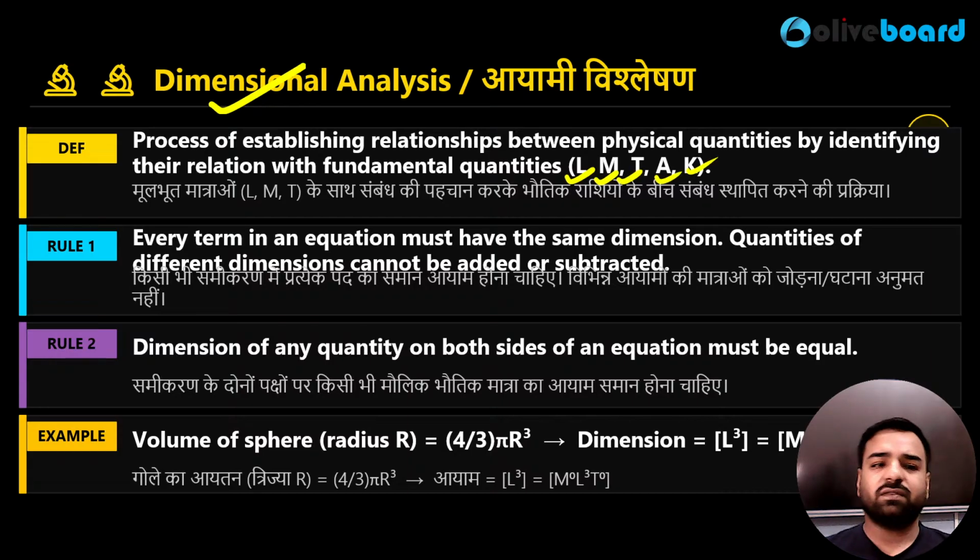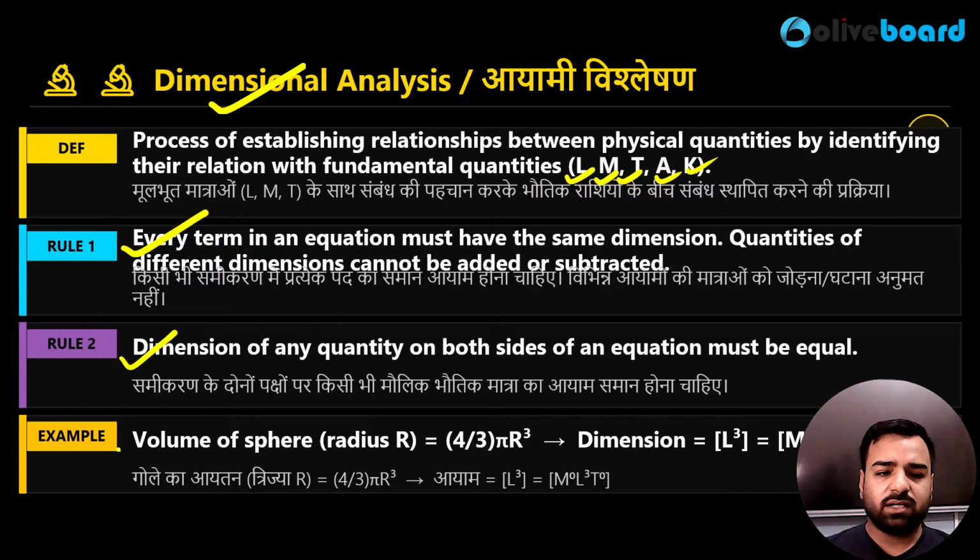These are the dimensions we have discussed. So what is rule number one? Every term in an equation must have the same dimension. Quantities of different dimensions cannot be added or subtracted. Second, the dimension of any quantity on both sides of an equation must be equal. And here the example is given.